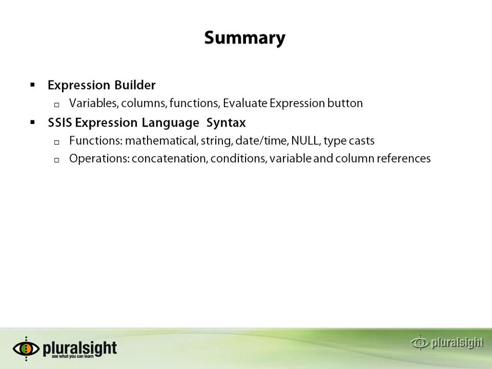Some key things to remember is that we use the plus sign for concatenation and that we use a ternary operator for conditional expressions. That operator contains a question mark and a colon to separate the arguments of the conditional expression. Variables are preceded by an @ sign and enclosed in brackets, while columns are simply enclosed in brackets.